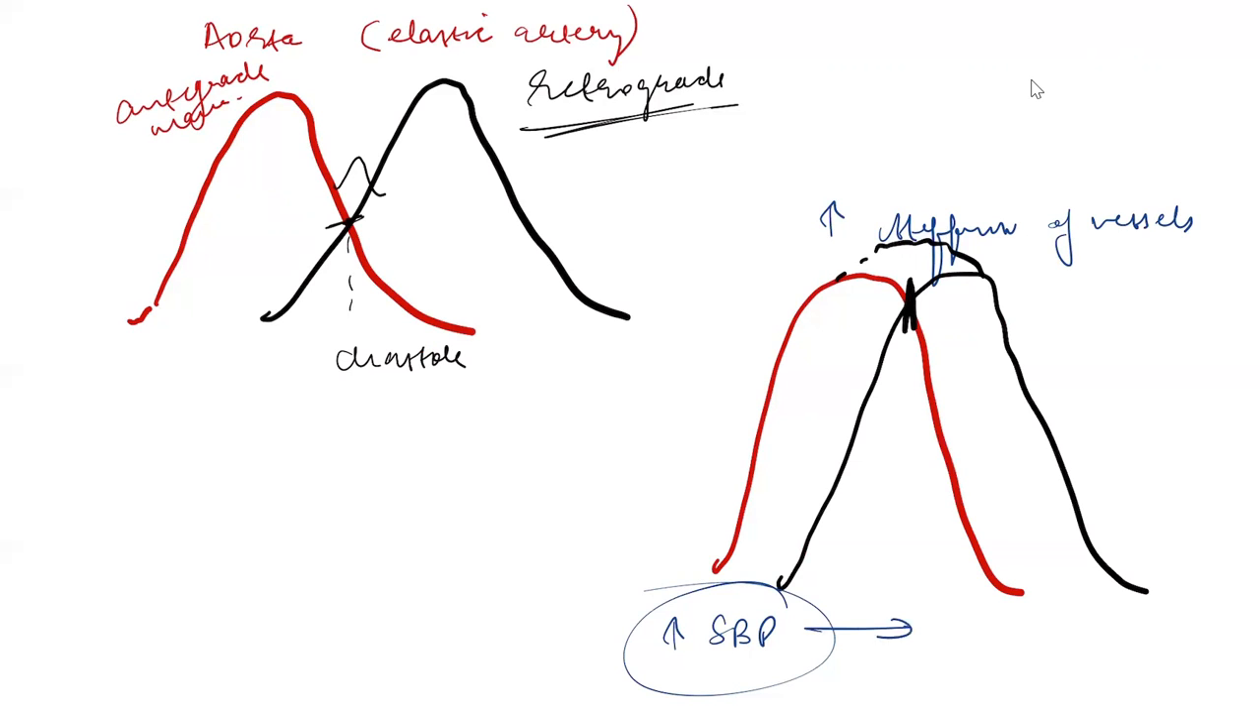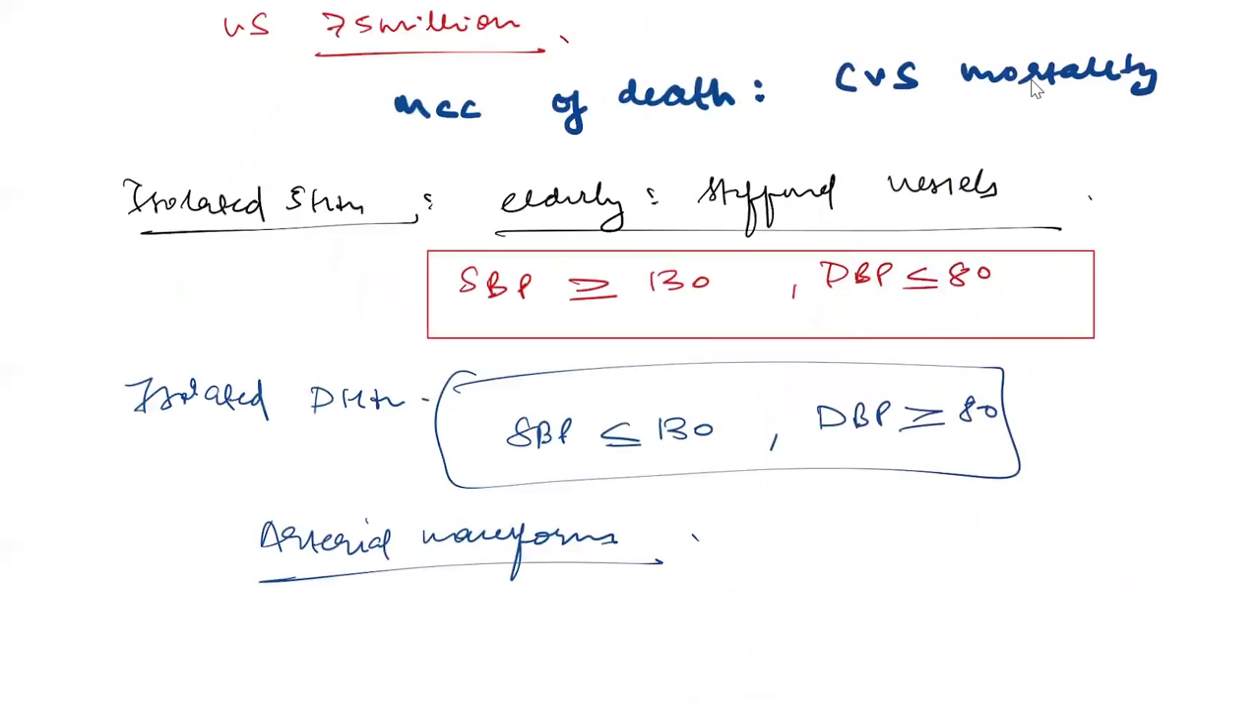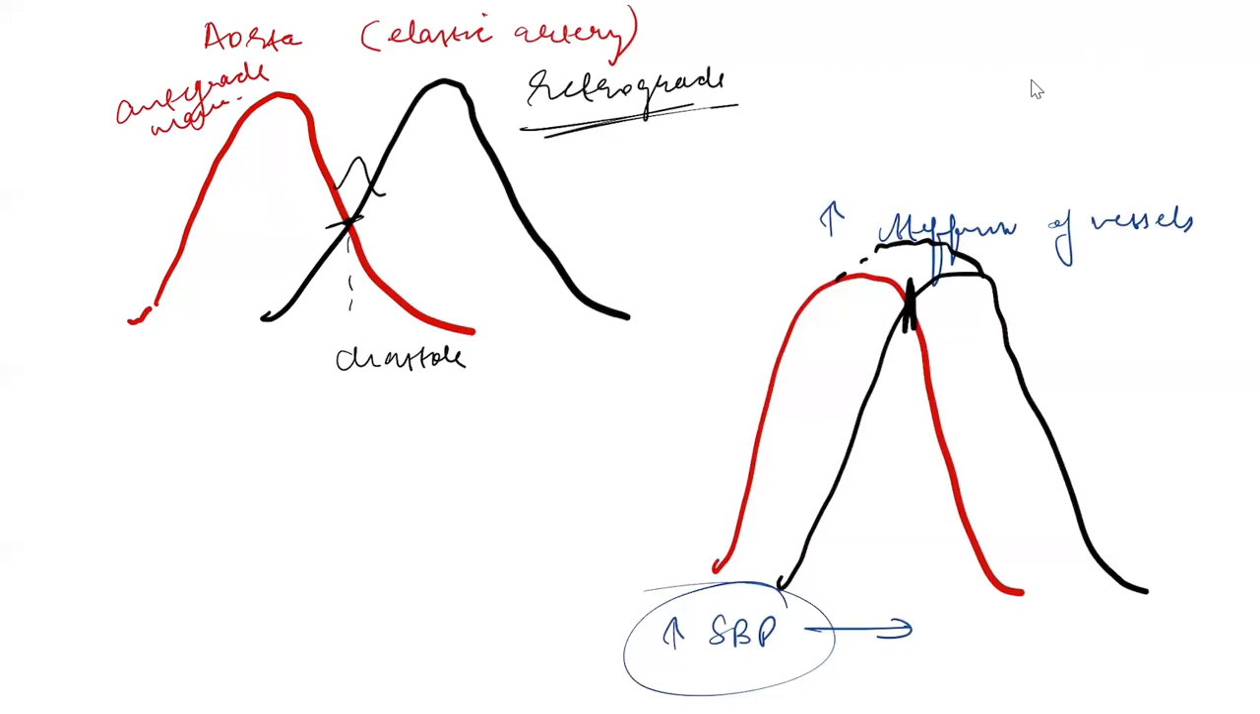leading to isolated systolic hypertension. Isolated systolic hypertension is more dangerous because it leads to increased cardiovascular mortality, while isolated diastolic hypertension doesn't increase cardiovascular mortality. Isolated systolic hypertension leads to increased cardiovascular mortality because when there is increased systolic pressure, the coronary blood flow decreases.